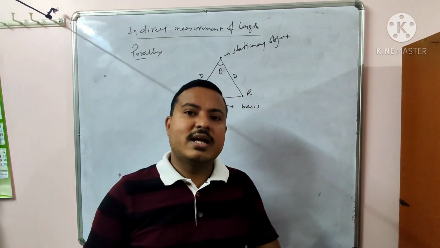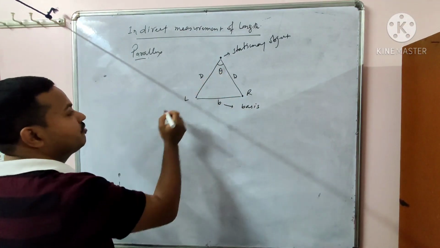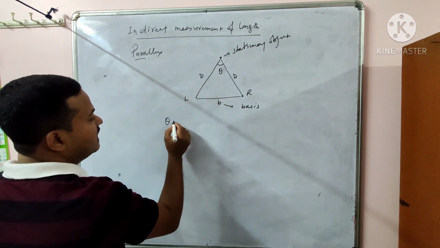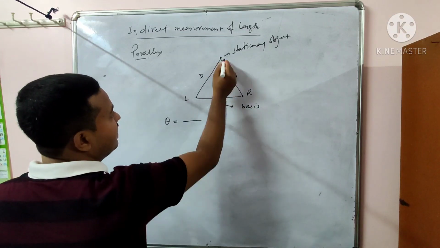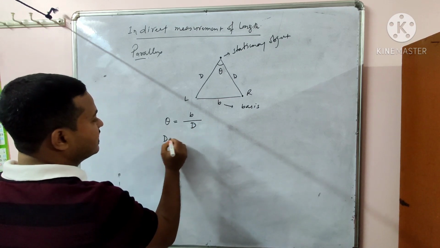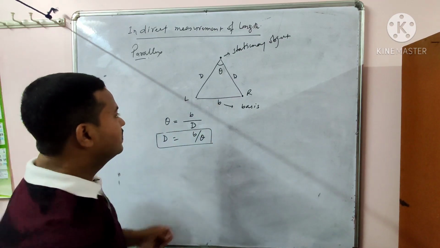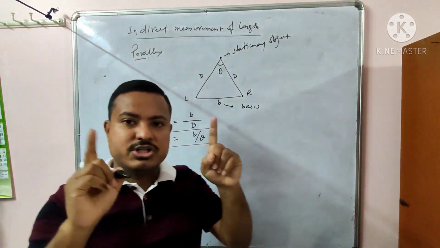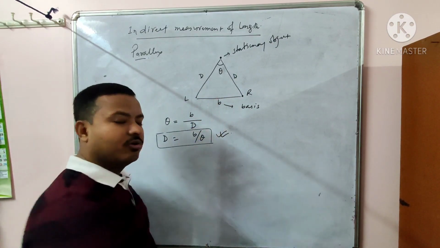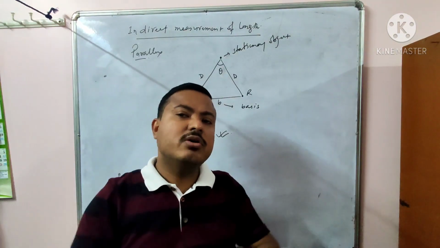So by using this parallax method we can calculate the distance D. Here you can apply the formula of plane angle. Theta is very small. If theta is very small, you can write theta as arc length by radius, which is b by d, or d is equal to b by theta. So just knowing the value of b, the distance between two observation points, and the value of theta, you can calculate the distance.